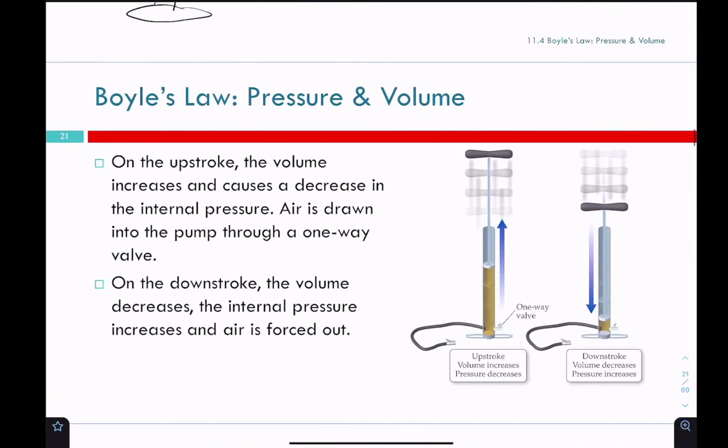See, I didn't even need to draw a ball. There's the one-way valve too. So on the upstroke, the volume increases, it causes a decrease in pressure, and then the little one-way valve in here lets in air from outside. And then as you push down, you increase the pressure and force it out the other one-way valve.